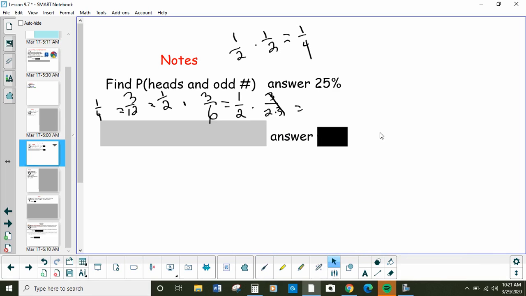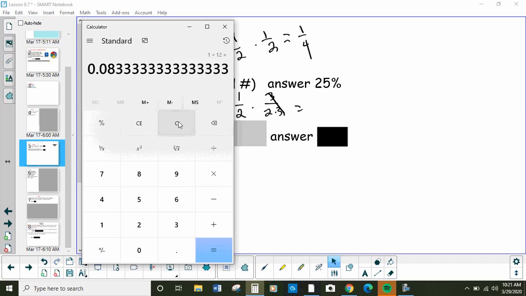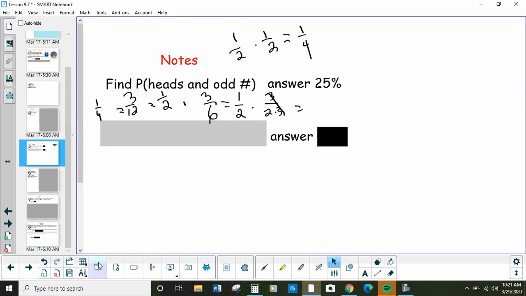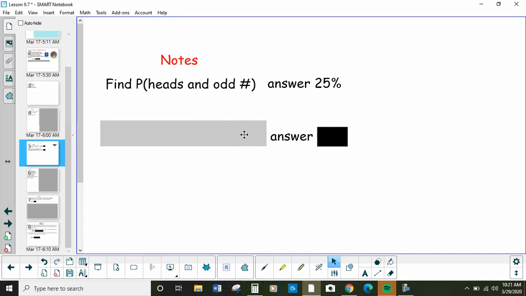So the answer was about 25%, because 1/4 is 25%. Again, of course, if you didn't know that, you'd go 1 divided by 4, which is 0.25, converted to a percent, move the decimal 2 times. All right, do that one again until you get it right. Once you're ready to move on, you guys go ahead and pause the video and try this problem.